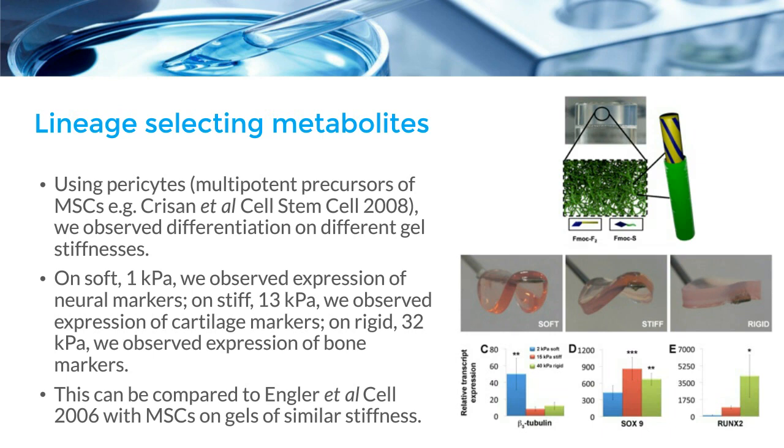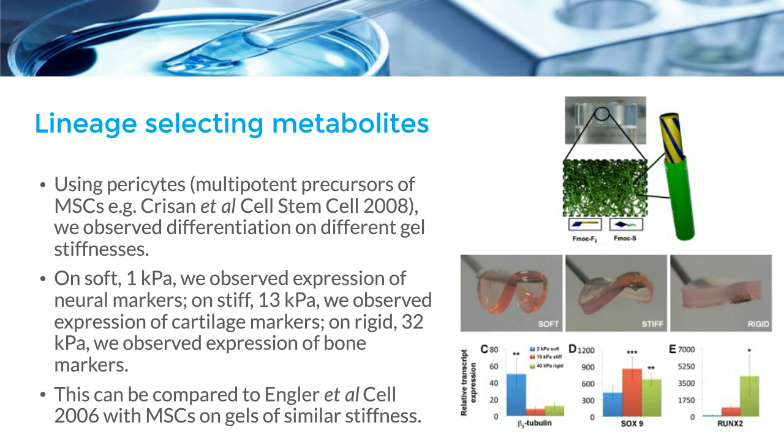And they were first published as multipotent precursors of MSCs in this paper in Cell Stem Cell from the Pio group over in Edinburgh in 2008. And we wanted to observe differentiation on different gel stiffnesses. It started as quite a casual study. We wanted to look at the very well-known Adam Engler, Dennis Disher study published in Cell in 2006, where they put mesenchymal stem cells onto gels of 3 stiffnesses. They had a very soft gel around about 1 kilopascal, a medium stiffness gel of around about 10 to 15 kilopascals, then a stiff, rigid gel, up to around about 40 kilopascals.